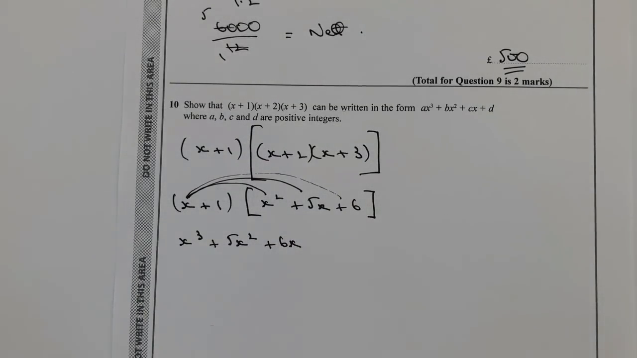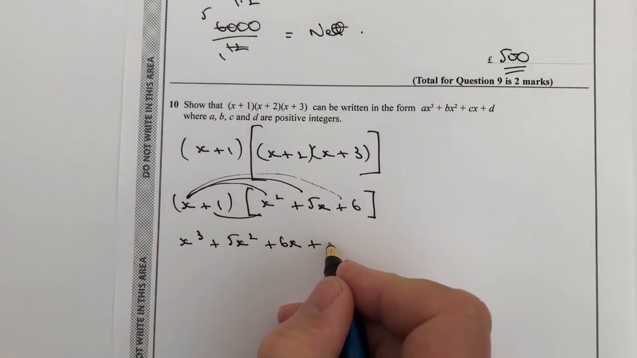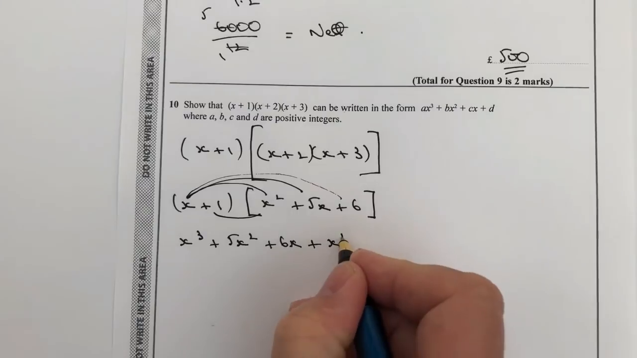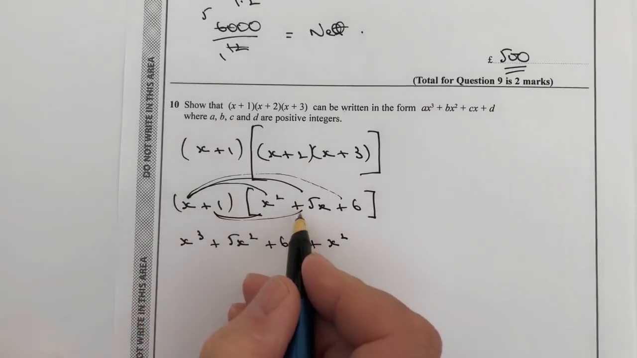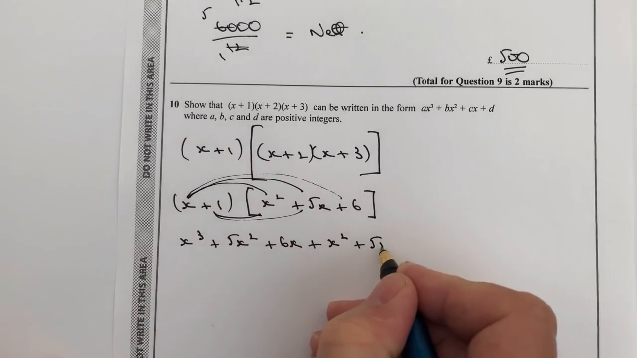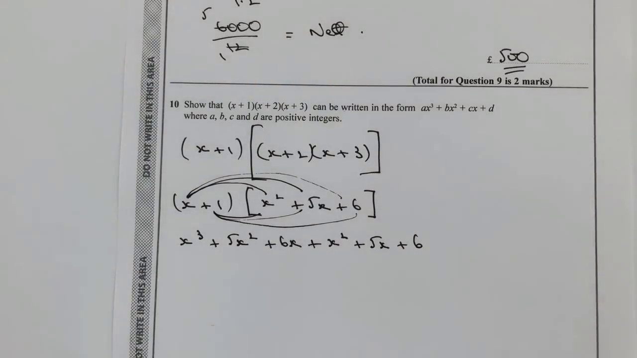Then the second one is to take into account this plus 1, so I'm going to get plus, I'm going to write this as plus x squared rather than plus 1x squared, but hopefully that's okay with you. And then I've got 1 times plus 5x. And then I've got 1 times 6, which is plus 6. Okay, and then really it's just a matter of tidying that up.